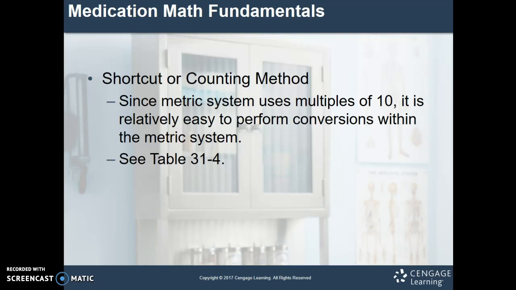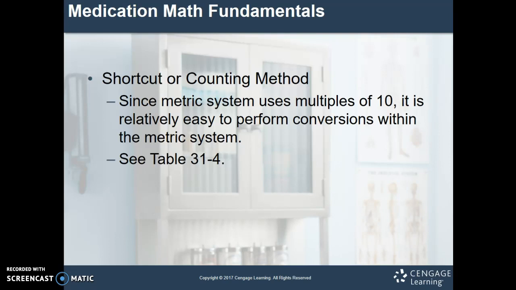Next, move your finger the number of places that it takes to get from the known value to the unknown value. In this case, we're headed to the right, and we're going to go 1, 2, 3 spots over to milligrams. Next, move the decimal place the same number of places that it took to get from the known value to the unknown value.